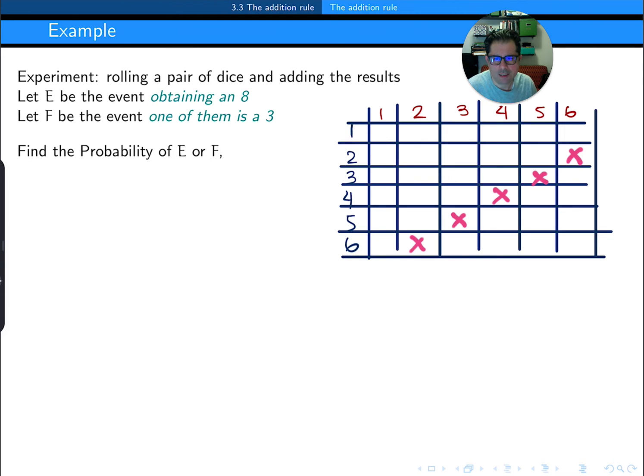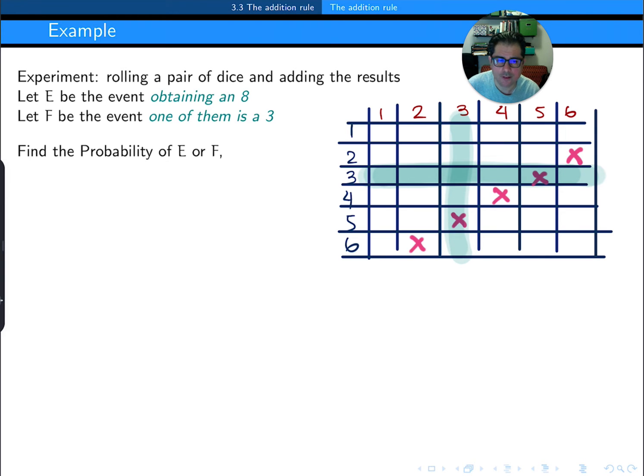F is the event that one of the dice is a 3. This one is a little bit tricky because I'm going to do this one with circles. So one of them is a 3 would include all this row and all this column. Right. So this is not strong enough. Let me see if that's good enough. Okay. When I use an example, I always think that this is not the best first example to do, but it's a good one to work through, I guess.